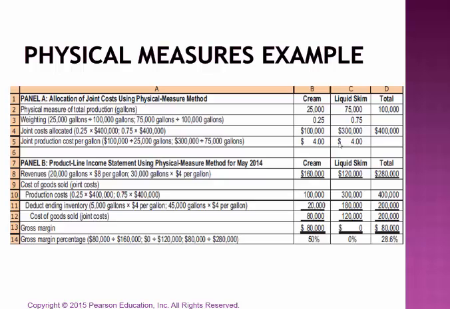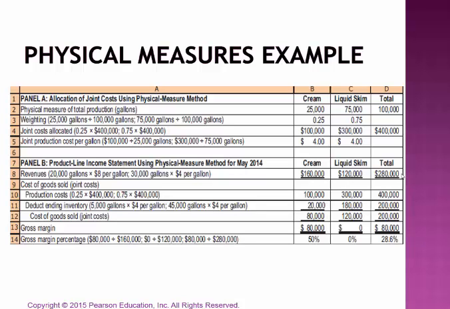Revenues on our income statement, we only sold 20,000 gallons, again at $8 per gallon, equals 160,000. And we only sold 30,000 gallons of the 75,000 gallons that we produced of the liquid skim. So 30,000 gallons at $4 per gallon equals 120,000 in revenues. We've seen this calculation already. If we total those up, it's $280,000 in revenues.